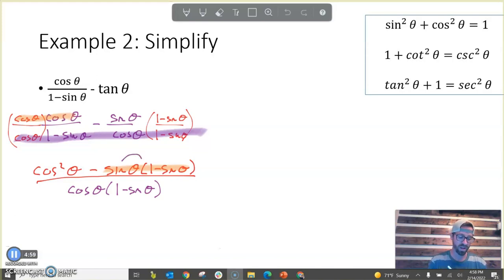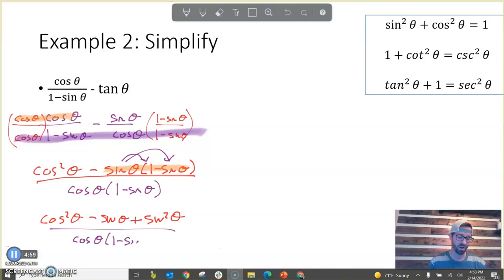So if I distribute a negative sine theta into both of those, then we'd still have my cosine squared theta, but then negative sine theta times 1 is just minus sine theta, and then negative sine theta times negative sine theta, a negative times a negative is a positive, and sine theta times sine theta is sine squared theta. So then our denominator is still there. And what I see next is, like our previous problem, and you'll get better at identifying this the more of these that you do, you see that we have sine squared theta plus cosine squared theta? That looks like our original Pythagorean identity up here.